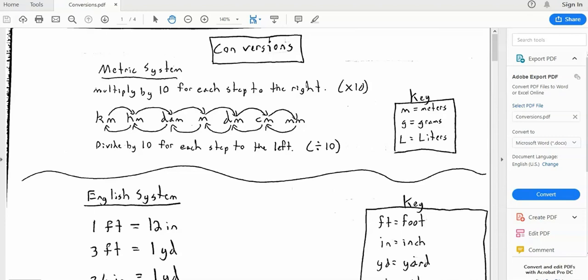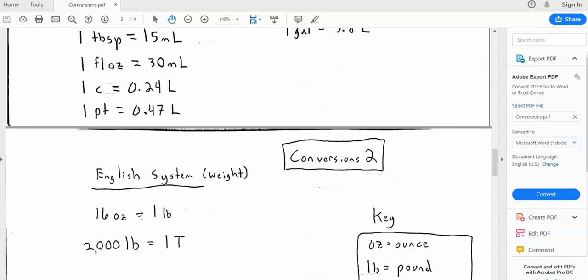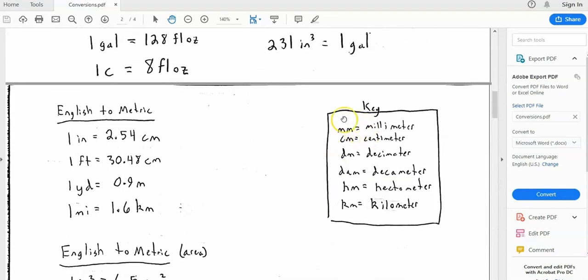And if you forgot what each one of these little symbols are for, if you scroll down to the top of the next page, the second page of the notes, you'll see right over here what millimeter, centimeter, decameter, what their little abbreviations are. And again, all these M's right here can be traded out for grams and liters.